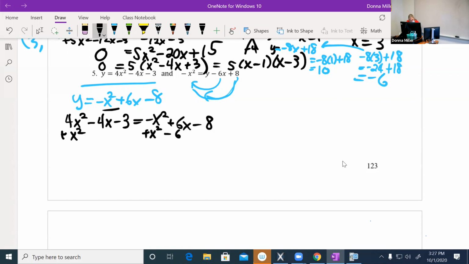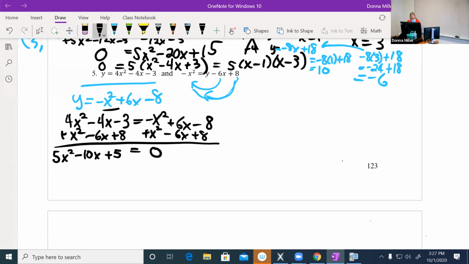I'm going to subtract 6x. And I'm going to add 8. Right? This equals 0. 4 and 1 is 5. Minus 10x. 8 minus 3 is 5. That looks almost familiar. All right, not quite.